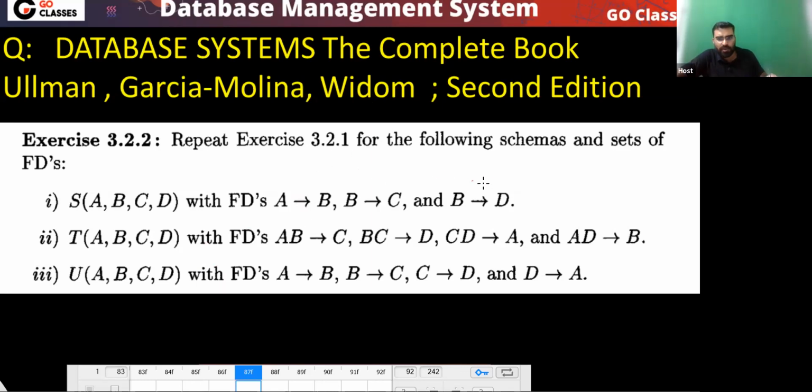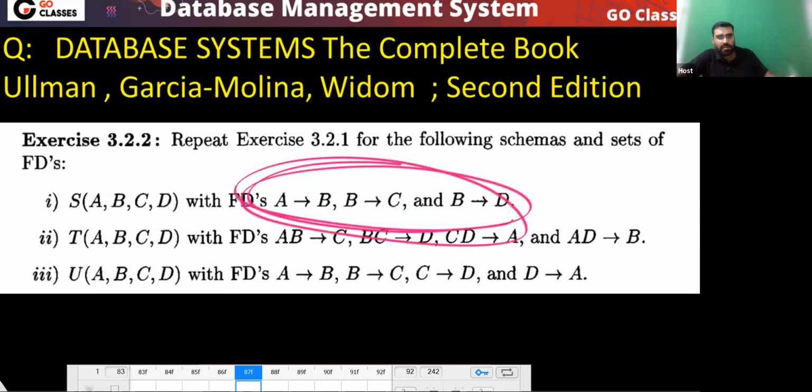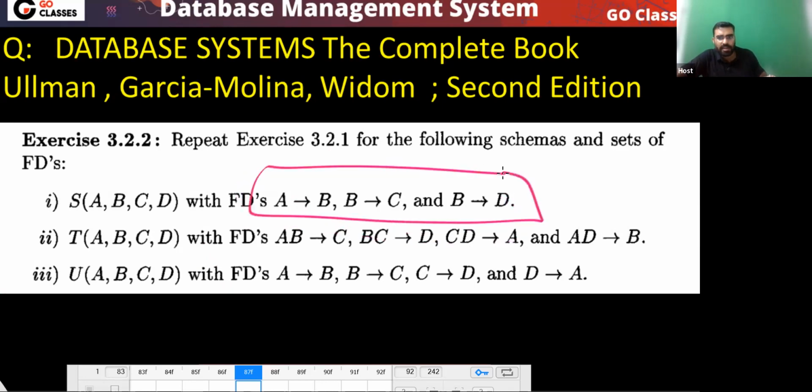For every question, what do you have to find? What is the first thing you have to find? Is it non-trivial FDs with RHS a single attribute? First, you have to find the number of non-trivial FDs with a single attribute on RHS. The second you have to find is candidate keys. The third you have to find is the number of super keys which are not keys. So 3 things you have to find. Is this clear? For every question, you have to find 3 things.